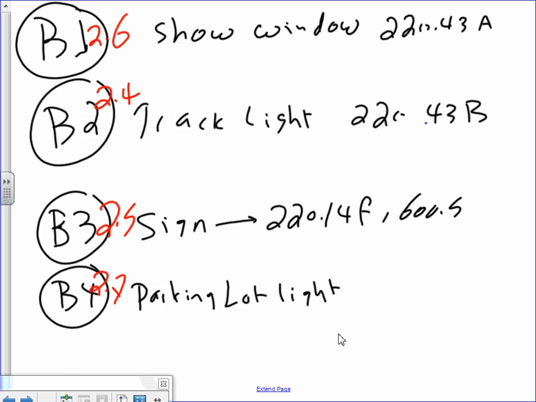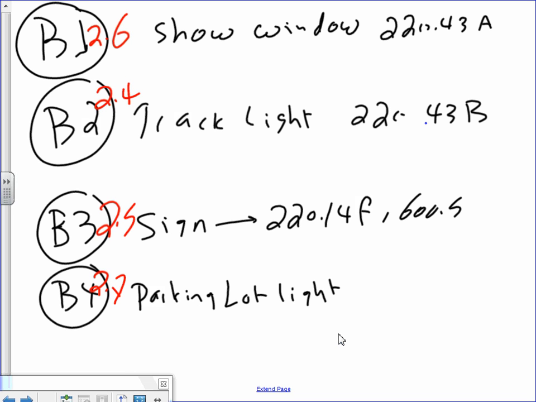How about parking lots? So you and I can see where we can park at night. Are these general lights? No, they're special lights. You still have to accommodate for them, but they're still light. That's why they're under B. Can you guys see B is light? So they're B1, 2, 3, and 4. All right, show window. Go to 220.43A, please.